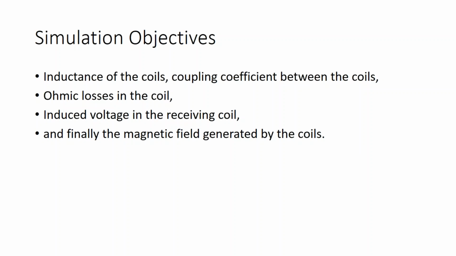The next thing we would like to understand is the ohmic losses in the coil. The ohmic losses are basically the I squared R losses that might result in heating, but that's also the amount of power that is actually supplied or received by these coils. Then we would like to understand how much induced voltage there is in the receiving coil. And finally, we can understand the magnetic field, the distribution of the current density, and the magnetic flux density generated by these coils. These are some of the simulation objectives that we will be looking at today.